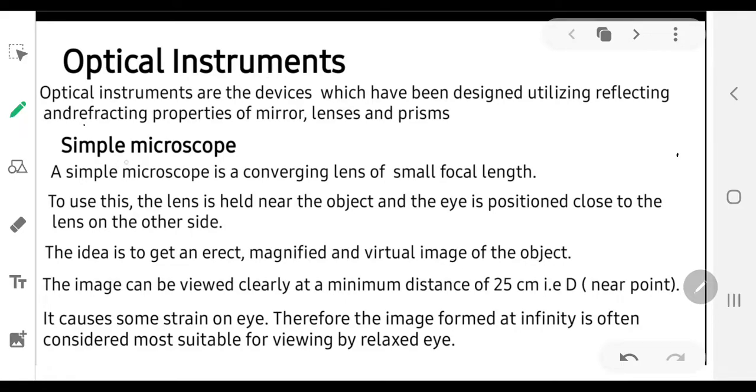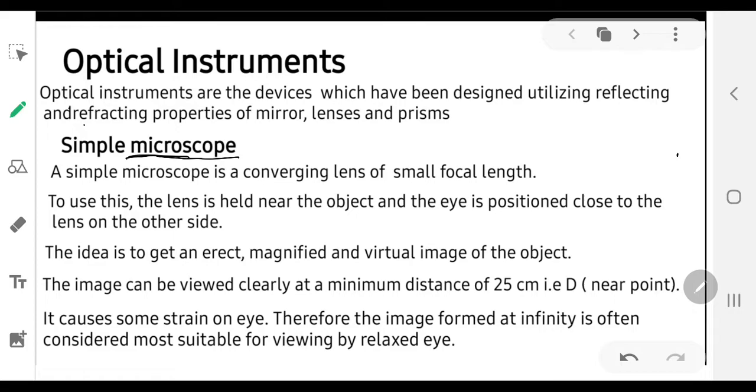Among those, first we'll see the microscope. What is a microscope? The name itself indicates: micro means small. Microscope means the device which enables us to see small things. Now, how does it enable this? It doesn't mean that the microscope itself is increasing the size of the object. It is producing an enlarged image of that object, so that we can view a clear image.